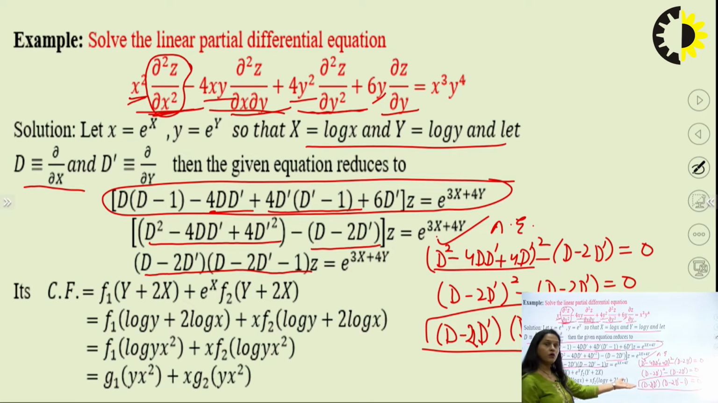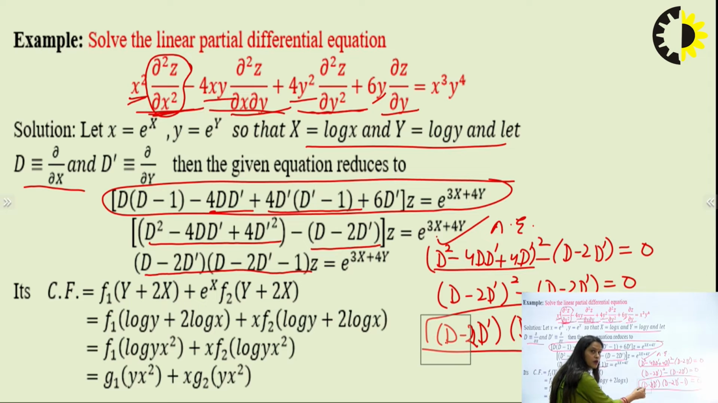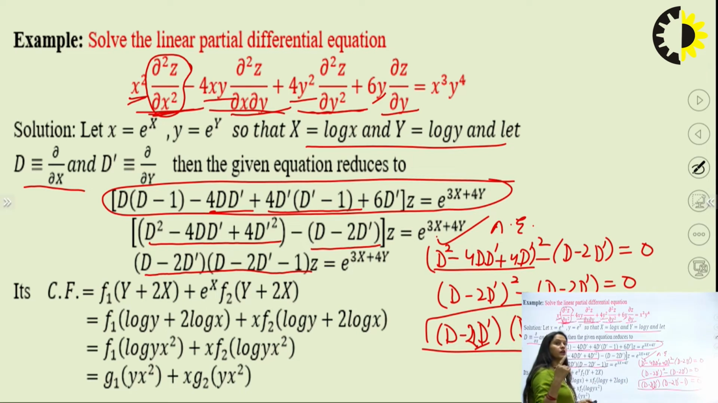So we always know how to write the complementary function. Now please keep in mind that this capital D is for capital X and this capital D dash is for capital Y. So whenever we write the complementary function, we will not write small x and small y. We will write capital X and capital Y in our complementary function.